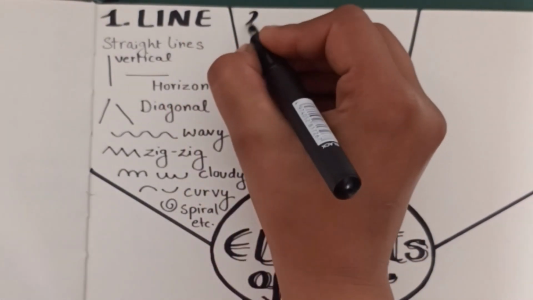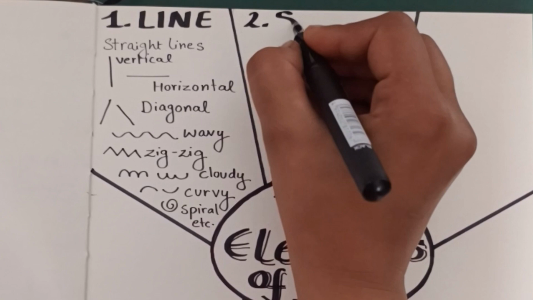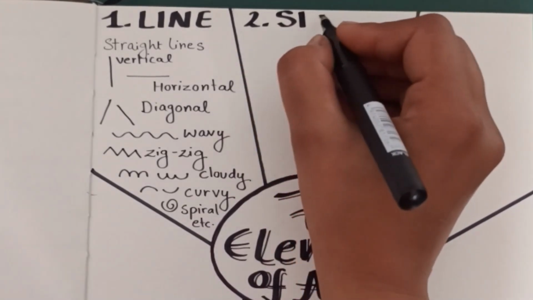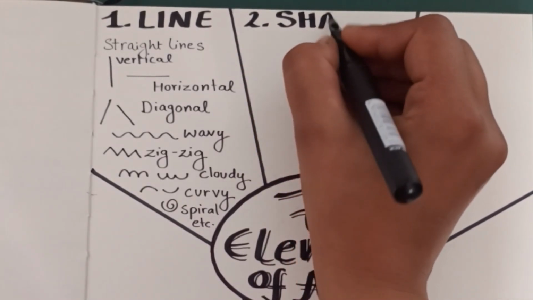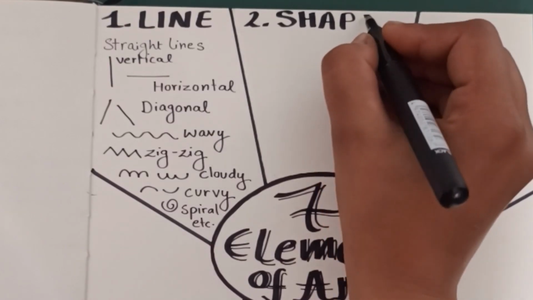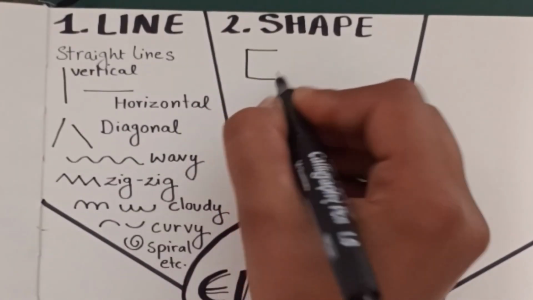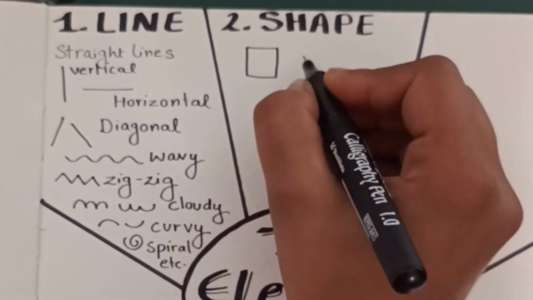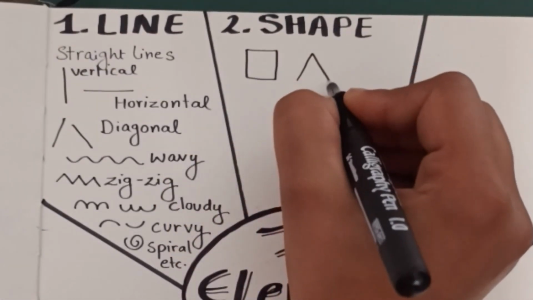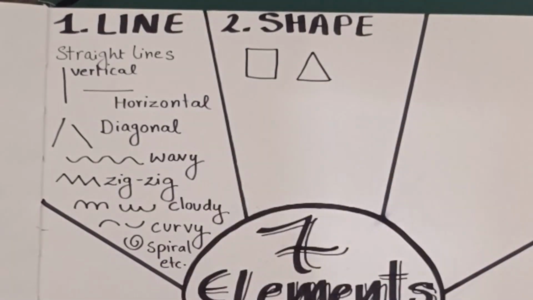And now we will start with the second part. The second element of art also comes with lines only. With using lines we make shapes, and shapes are always 2D. And you can see the shapes. We all know the shapes: a square, a circle, a triangle, a rectangle.